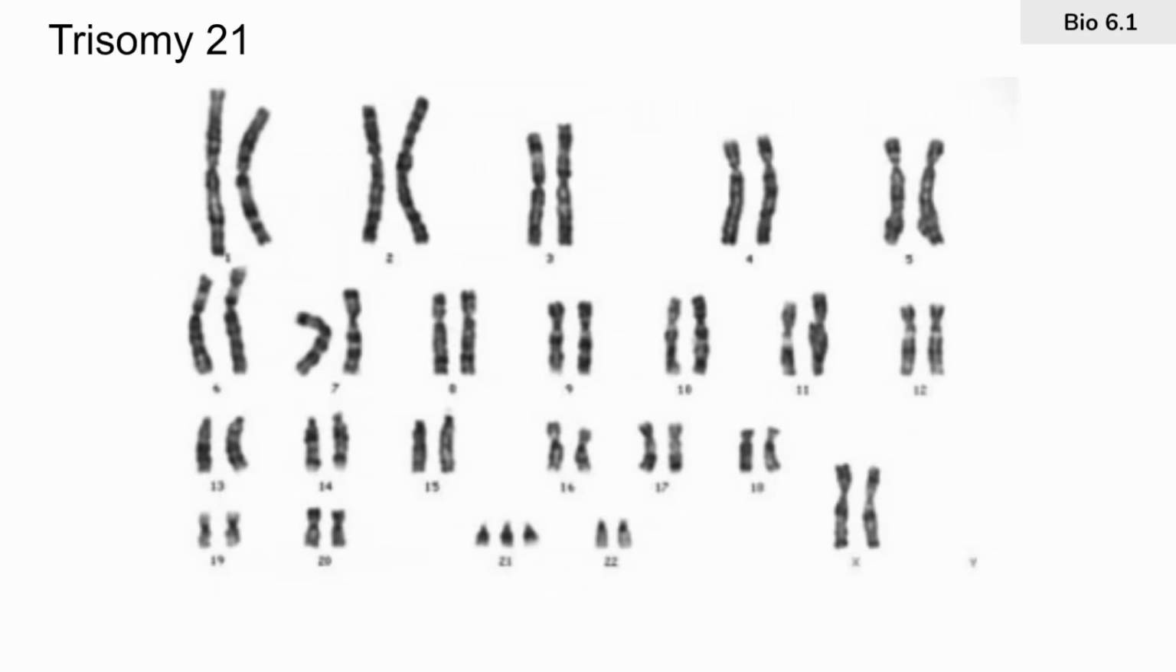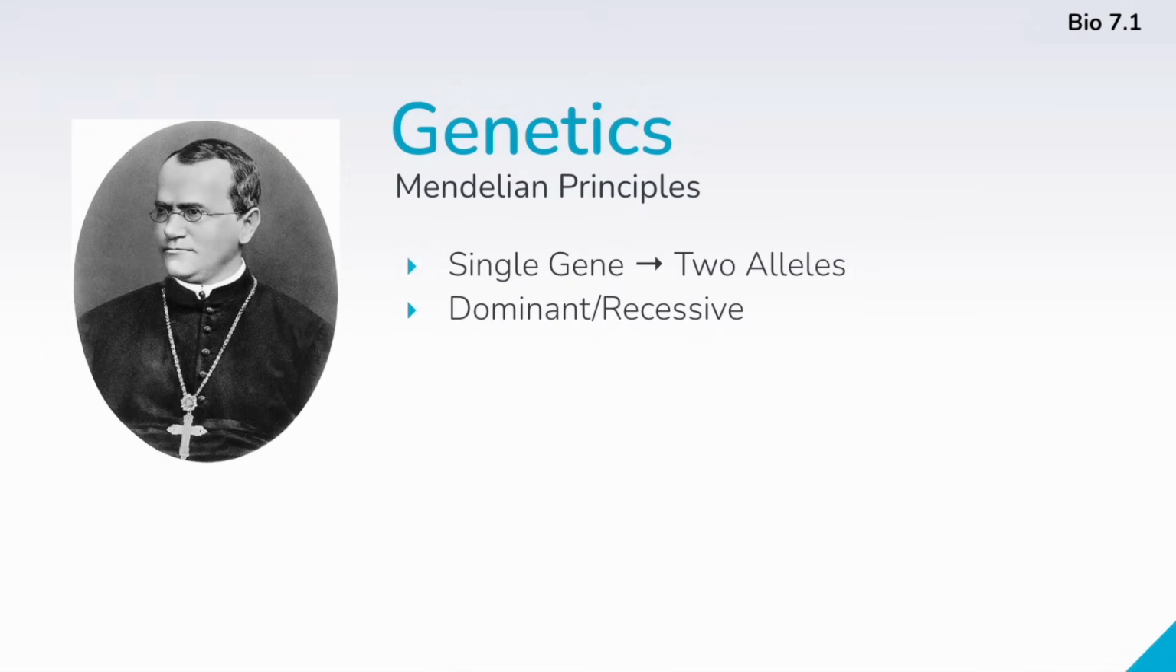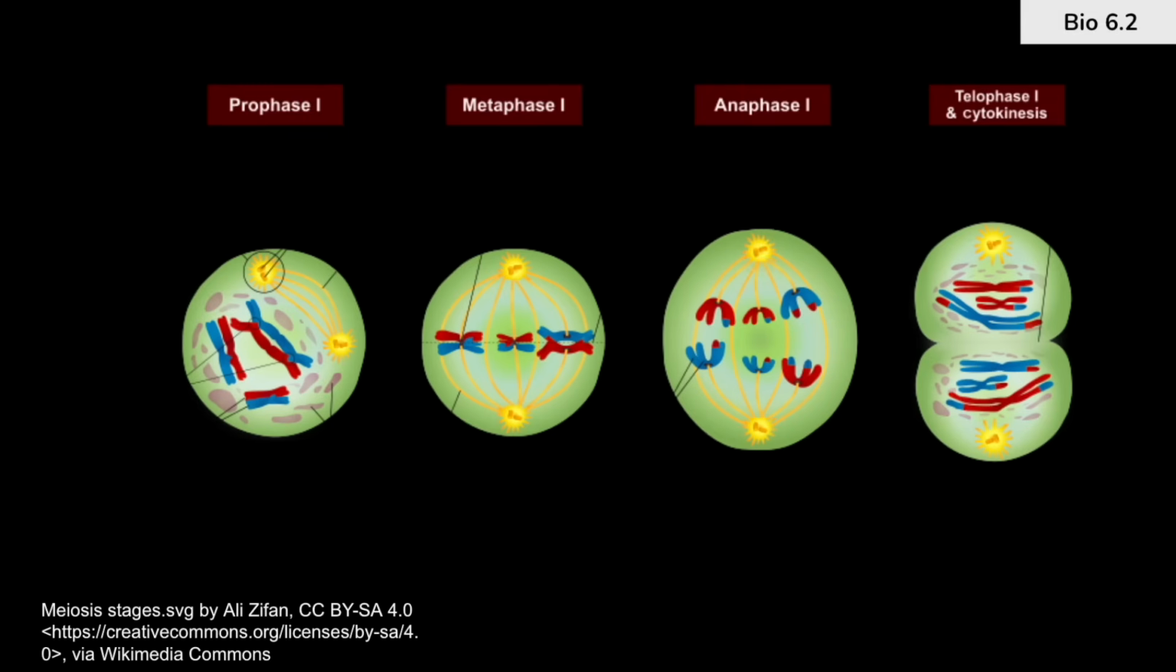So here's a look at trisomy 21. If you look at that 21st chromosome, we see 3 copies. Now, we know that we can have a lot of variation among humans, even among siblings in the same family. And some of that genetic variation comes from different ways that the chromosomes align and combine during meiosis.